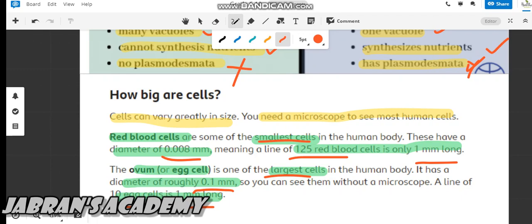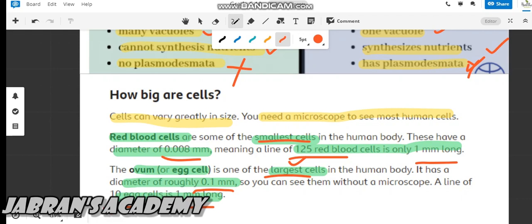It means when we combine 10 egg cells, they are 1 millimeter long, and when we combine 125 red blood cells, they are 1 millimeter long. So you can see the difference here. There are 125 red blood cells and 10 egg cells, and both are equal to 1 millimeter long. When we combine them, they are 1 millimeter long. So it means that ovum cells are the largest cells in the body, and the red blood cells are the smallest cells in the body.